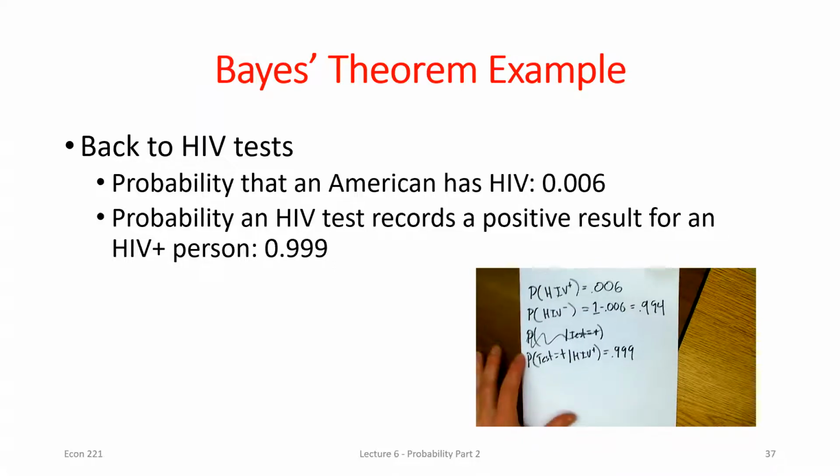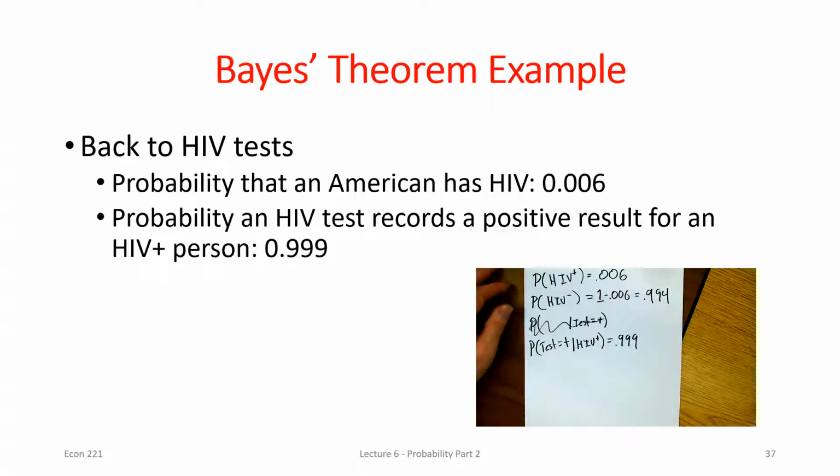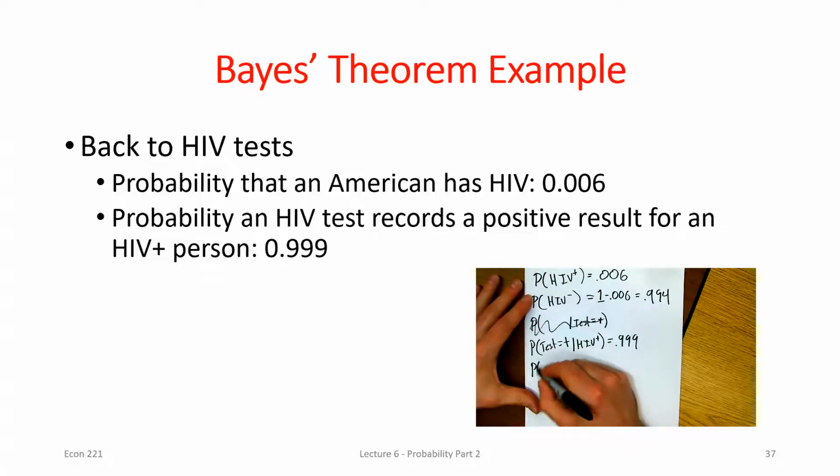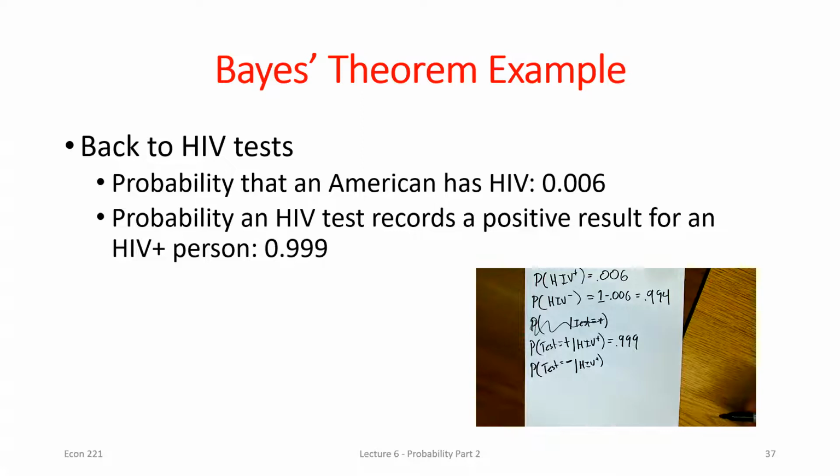Now, if I think about this, if I know that given that someone has the disease, the probability they get a positive test result is 0.999, well then given that they have the disease, what's the probability they get a negative test result?